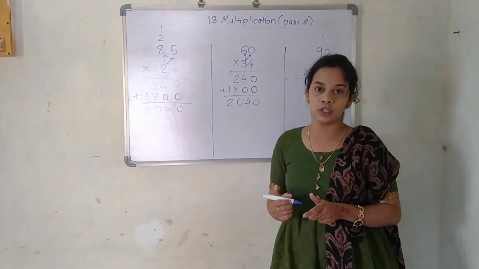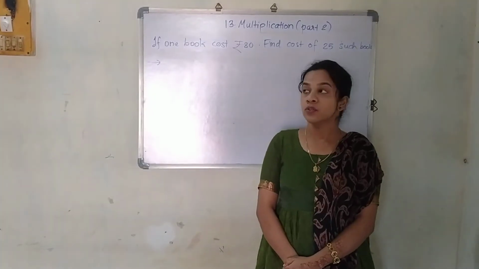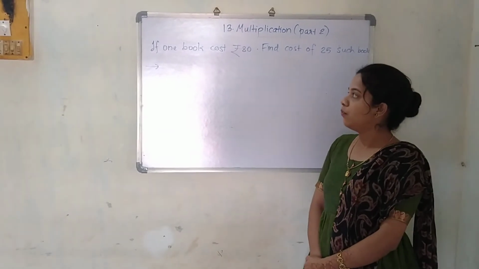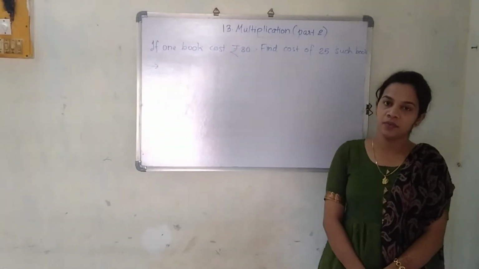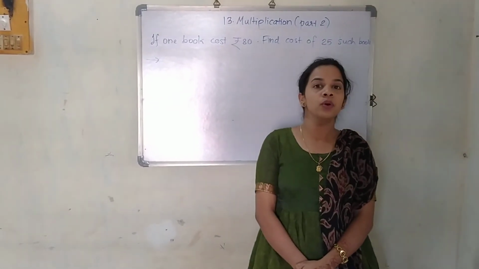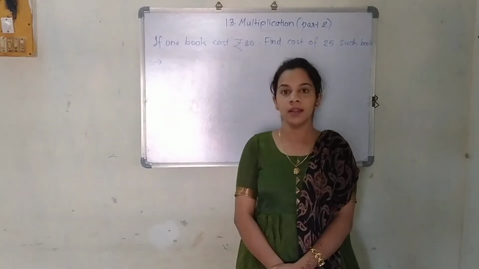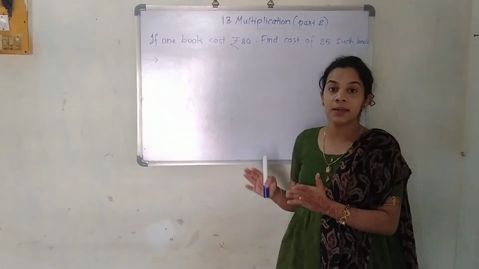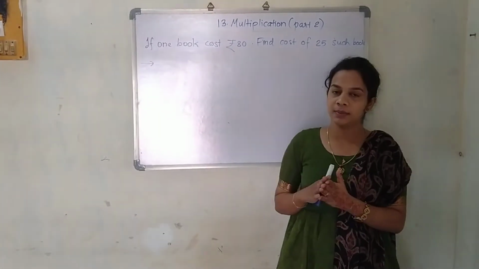So I hope you have understood this. We are going to see the word problems. So now we are going to see the word problems based on multiplication. If one book costs rupees 80, find the cost of 25 such books. Now you have already studied the word problems based on addition, subtraction and mixed ones. So now these questions are based on multiplication. How are we going to understand that these questions are multiplication questions?